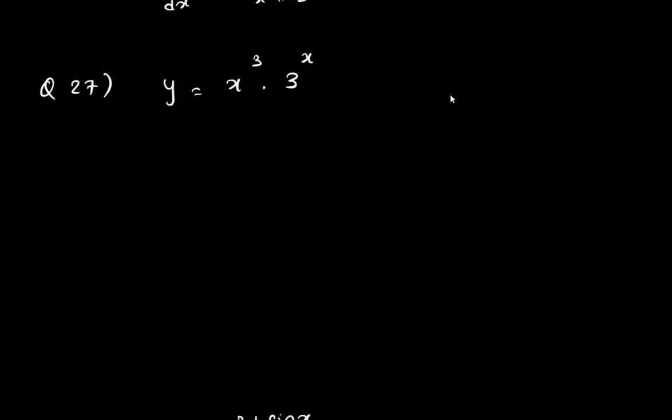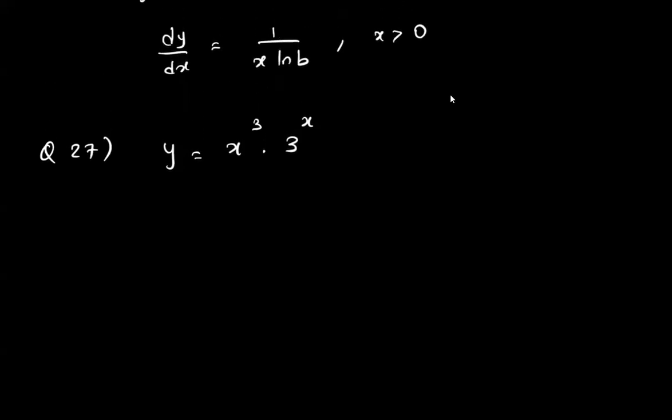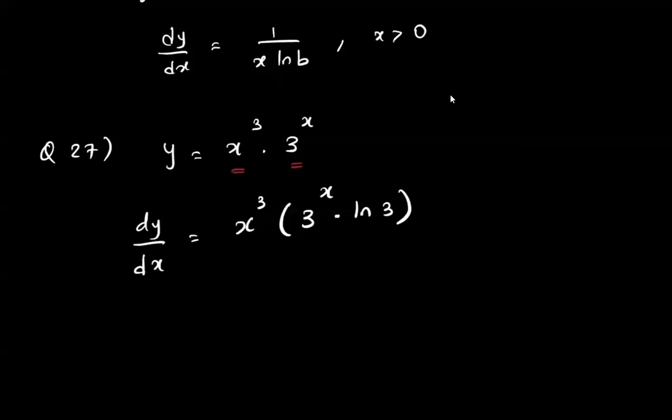In the first one, you have y equals x cubed times 3 to the power of x. As you can see, one is a power function and another one is an exponential function, and there is a product of them. So when you're taking this derivative, you have to use the product rule. I'm going to keep the first function as is and multiply it with the derivative of the second, which is itself times ln 3, plus 3 to the power of x times 3x squared.